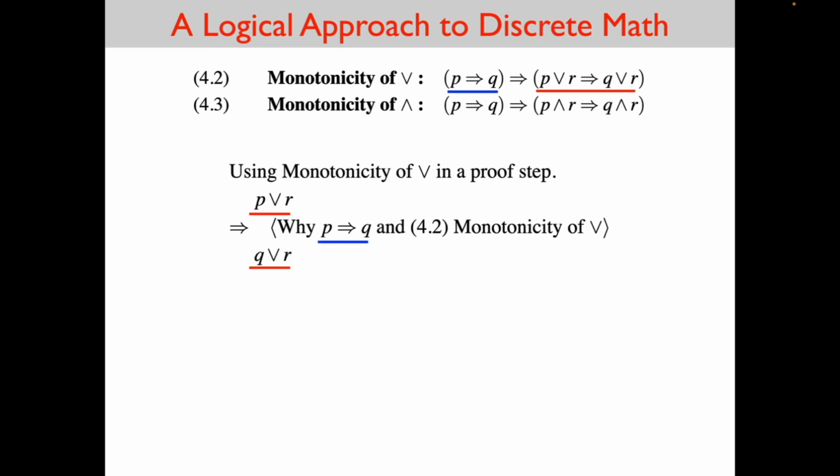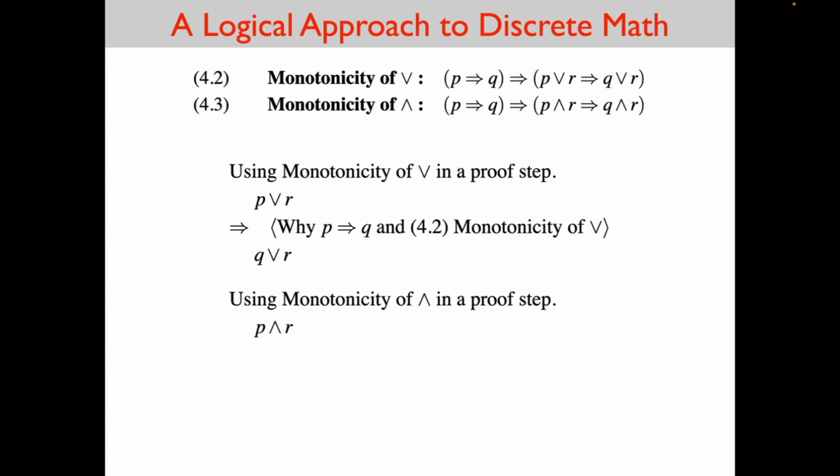And so the step is P or R implies Q or R, which is underlined in red, and then the antecedent of monotonicity of OR is the first part of the hint, why P implies Q. And then of course the same thing happens for using monotonicity of AND in a proof step. I won't underline the colors, but we have P and R implies, and you have a reason why P implies Q, and you use monotonicity of AND, and then P and R implies Q and R. And so this is how monotonicity is used in proof steps.